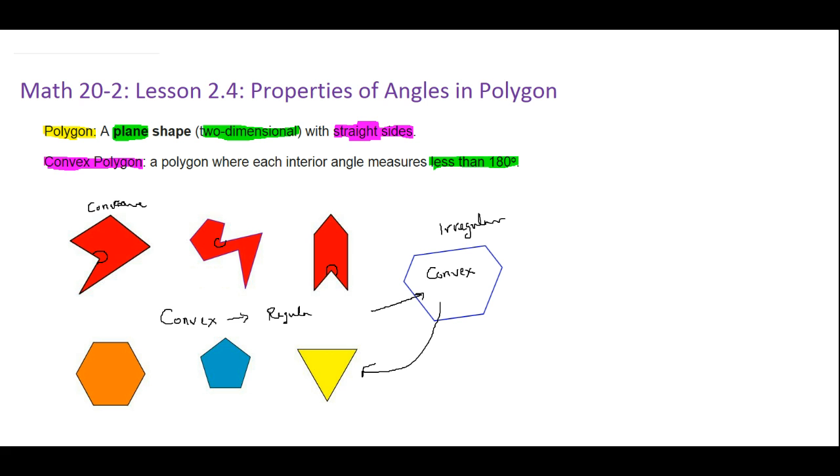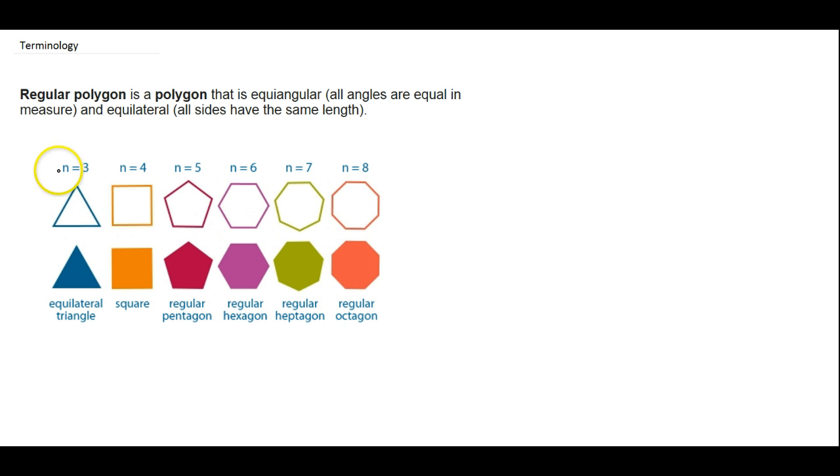I'm just going to go on to my next page here. A regular polygon is a polygon that is equiangular, that means all the angles are equal, and equilateral, and that means all of the sides have the same length. So down below here we have regular polygons with 3 to 8 sides.